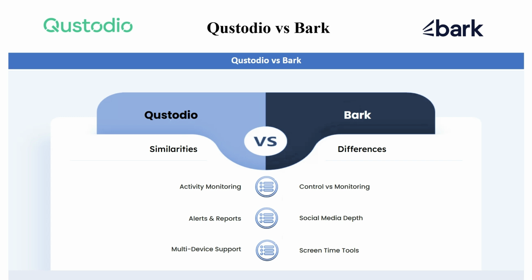So what's the final verdict? Well, here's the simple way to choose. If your child is younger and needs structure, limits, and blocked access, Qustodio is usually the better fit. But if your child is older and active on social media and your main concern is online dangers like bullying or predators, then Bark is likely the smarter option. It's not about which one is better overall, it's about whether you want to control access or monitor behavior. That's what should decide whether you choose Qustodio or Bark.